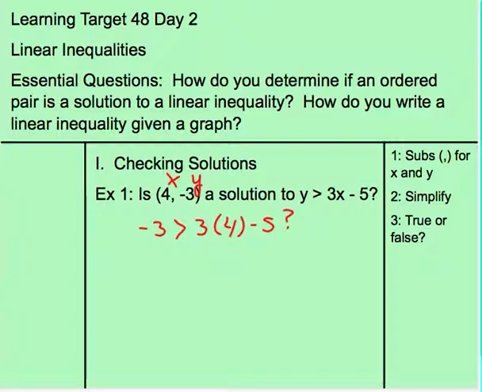So on the right-hand side, we're going to do order of operations. 3 times 4 is 12. 12 minus 5 is 7. Is -3 greater than 7? The answer is no. So therefore, (4, -3) is not a solution.